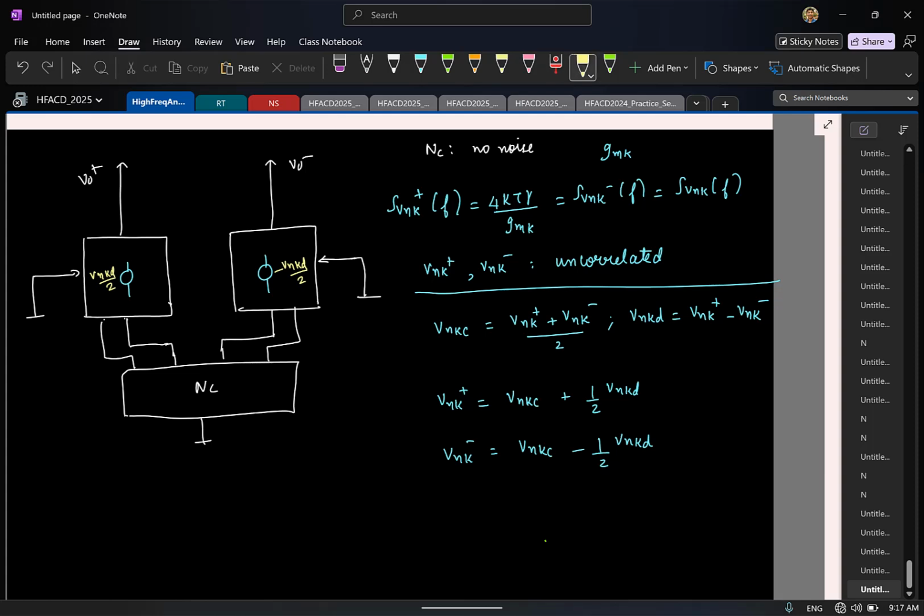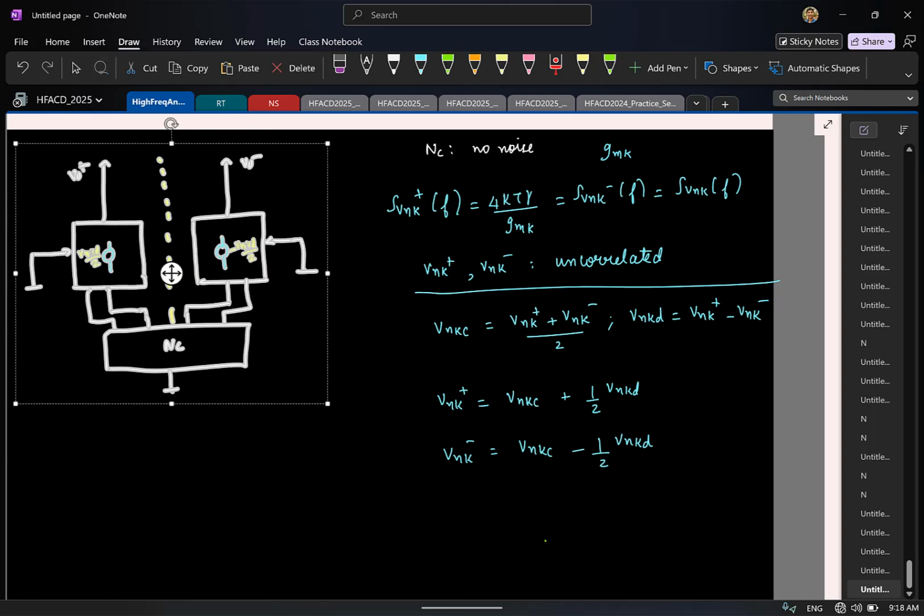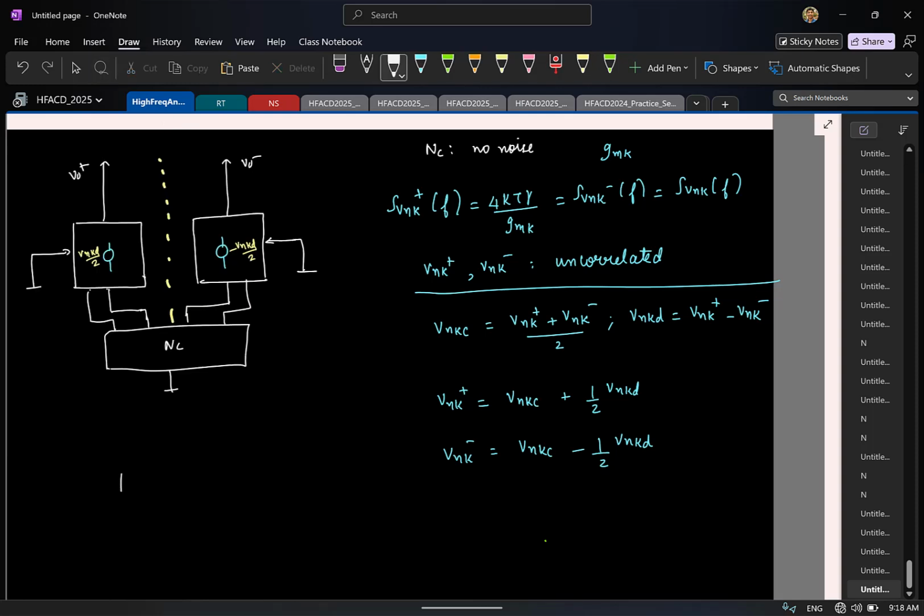Yeah, again, we can use the fact that all the nodes along the line of symmetry will be 0. So you can reduce it to a differential mode half circuit. So you can just consider the differential mode half circuit. So let me try to draw it here itself. If I can reduce this, you look at, let's say, one half circuit, and you consider, let us say, Vnkd by 2. So this is the differential mode half circuit that you are considering.